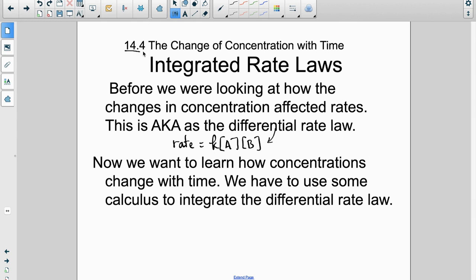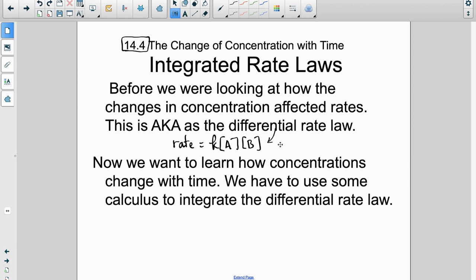So this is section 14.4 in the textbook, the change of concentration with time. We're going to go into these integrated rate laws today. Before, we were looking at how rates were affected by changes in concentration. This rate law that I've written right here, rate equals k times the concentration of A times the concentration of B, is called the differential rate law. Now, when we integrate this form, we can get a form of the rate law called the integrated rate law, which relates how concentrations change with time.